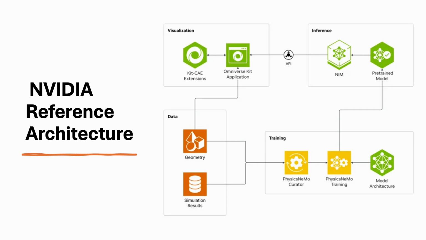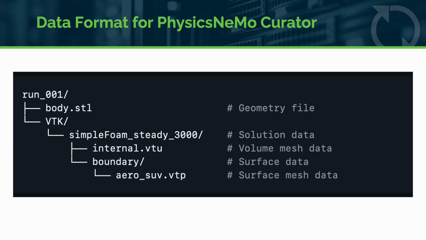So they have these components, and these are all different little software pieces. But we're going to focus a little bit on the data and how you get it into that first training box, the Physics Nemo Curator. Like we mentioned, we have to have enough data. But how does the data need to be formatted? Every single tool is going to be different. At a high level, they all need the same things. They need the geometry, they need the results.